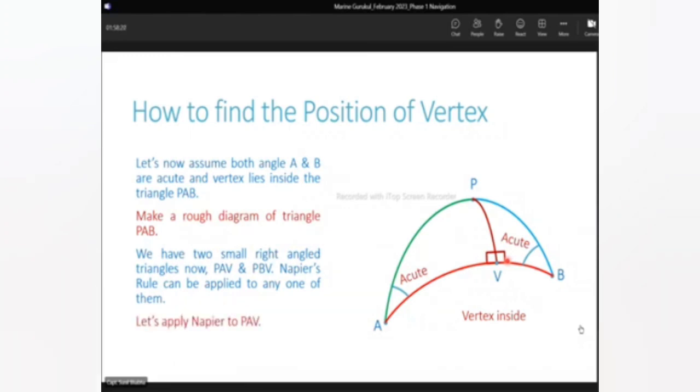So let's apply Napier's rule to triangle PAV, Papa Alpha Victor. So now I'll be moving ahead and applying Napier's rule to triangle Papa Alpha Victor. So moving on to the next slide.